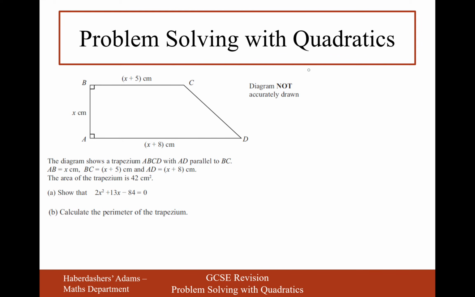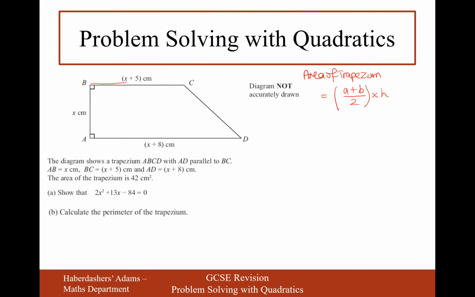Okay, so in this question here, the important starting point is the area of a trapezium, and hopefully you've remembered the formula for the area of a trapezium. The area of a trapezium is half a plus b, so a plus b over 2 times h. Okay, so that's the two parallel sides, a and b, times by the height.